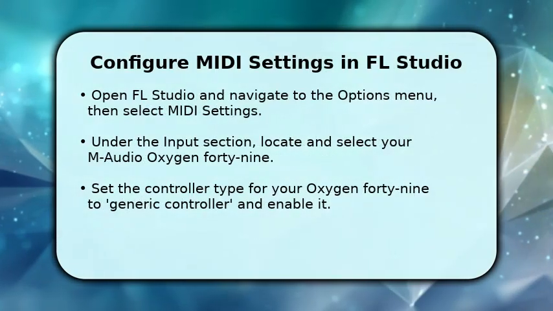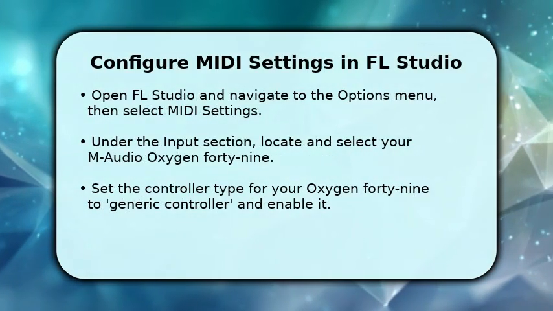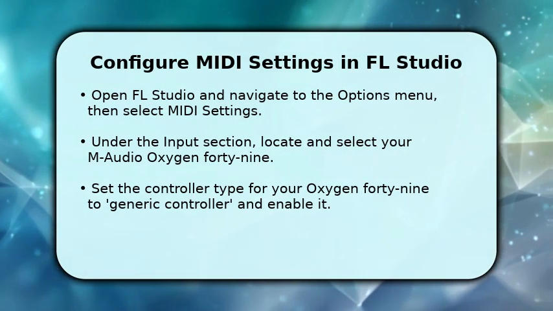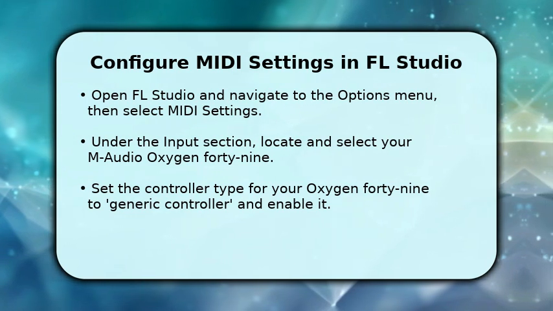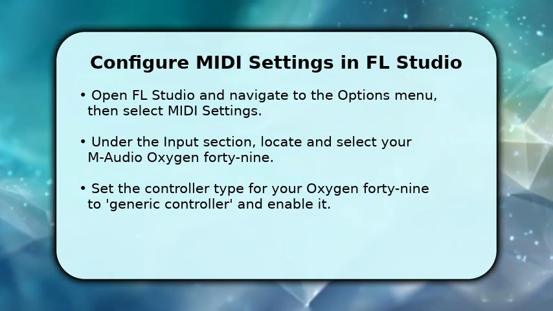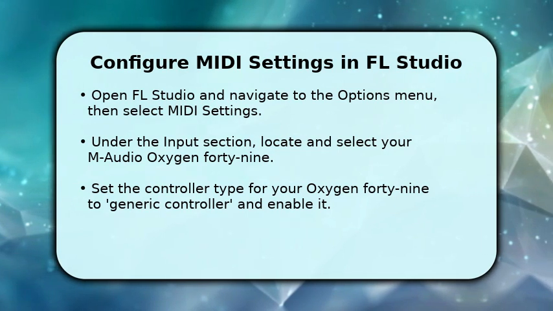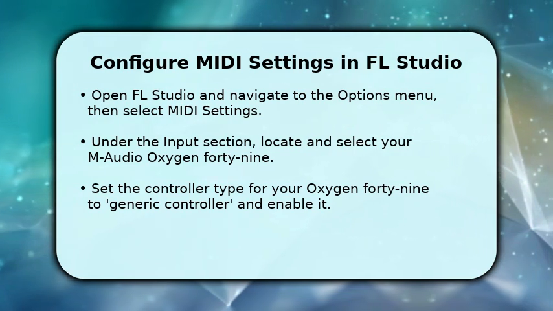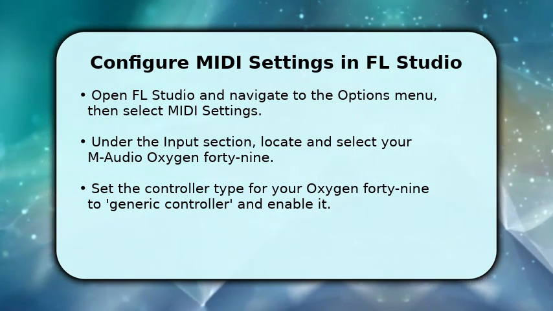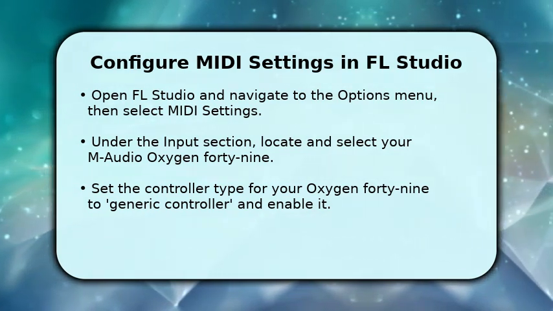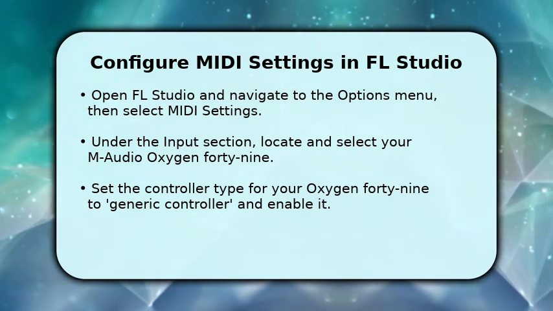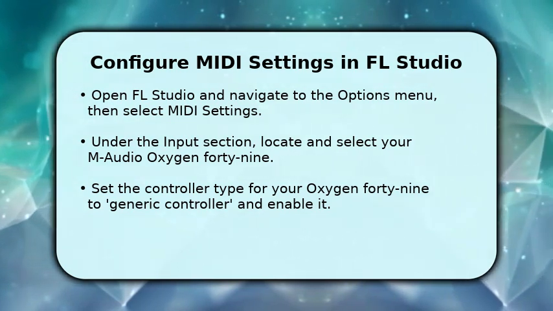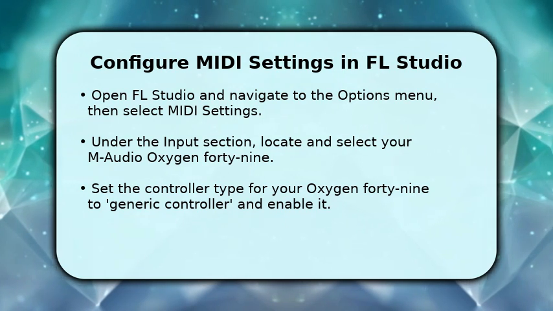Next, we will configure FL Studio to recognize your M-Audio Oxygen 49. Launch FL Studio and go to the Options menu, then click on MIDI Settings. In the MIDI tab, under the Input section, you should see your Oxygen 49 listed. Select it, then choose Generic Controller from the Controller Type drop-down menu. Make sure to enable this input so FL Studio can receive signals from your keyboard.